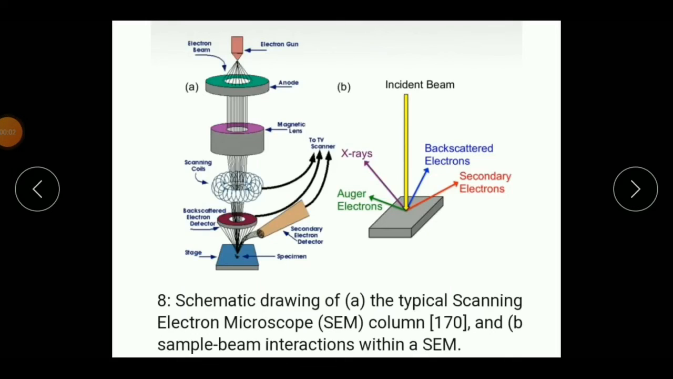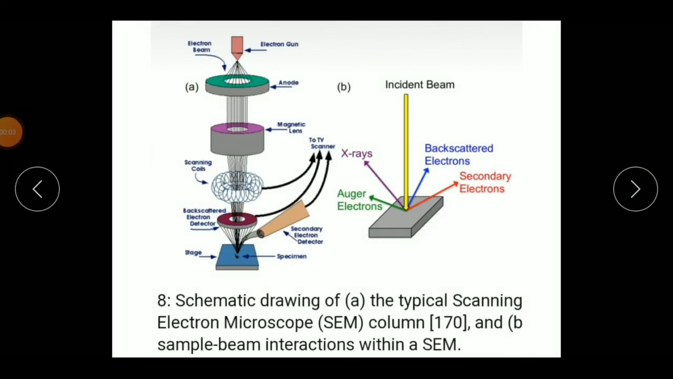Here let's look into the working of SEM, that is scanning electron microscope. Diagram A here is showing you the scanning electron microscope, and diagram B is showing you the sample beam interaction with SEM. First we'll look into the sample beam interaction. This is for you to understand the working of the scanning electron microscope. First you have an electron beam that is incident like this. Once the electron beam is incident, it will form Auger electrons, X-rays, backscattered electrons or secondary electrons. So you have to know these four.